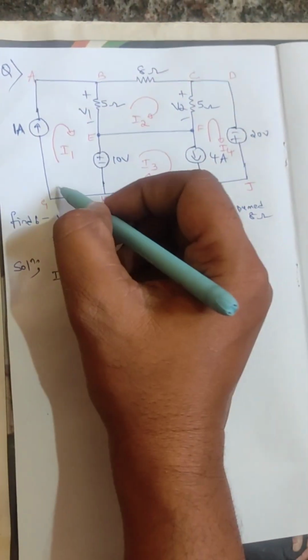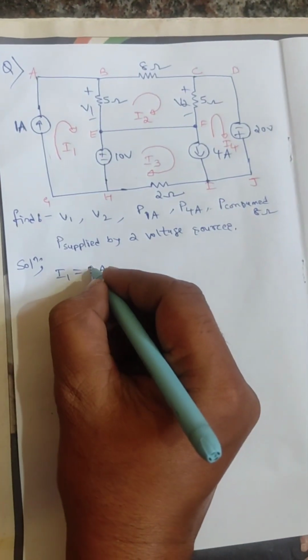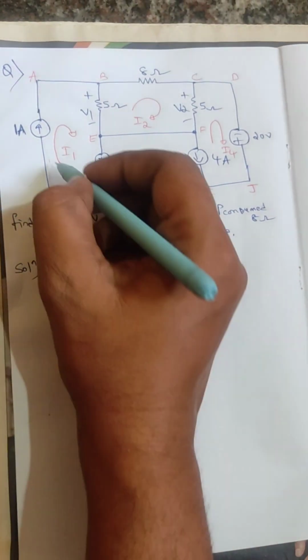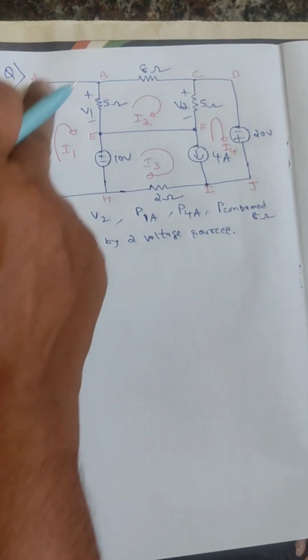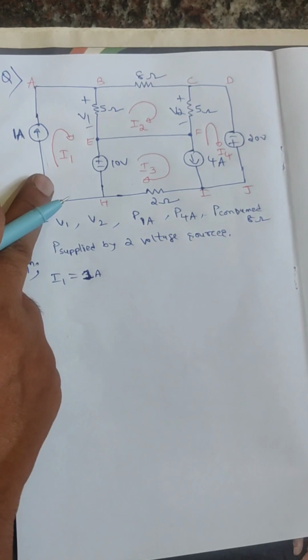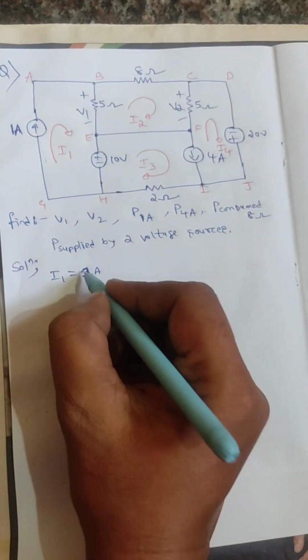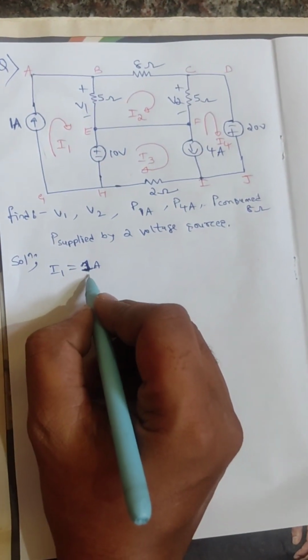Now, according to the given circuit, we can write directly the value of I1, 1 ampere. The value of current I1. See, this 1 ampere current source will flow in this loop. The value of I1 we can directly write as 1 ampere. Consider this is 1 ampere.